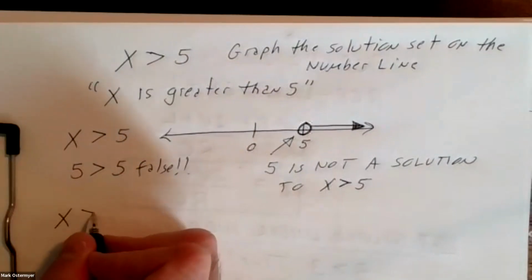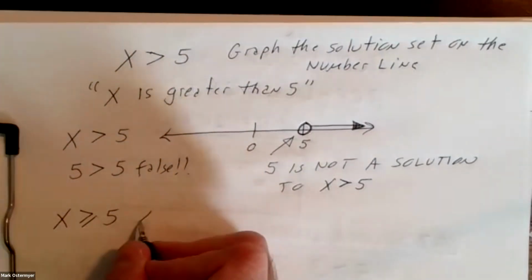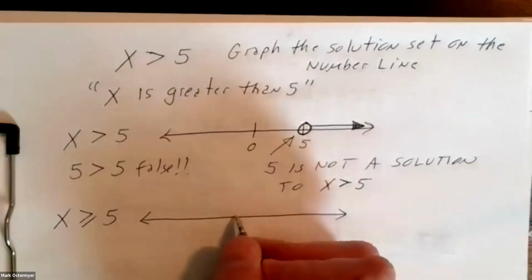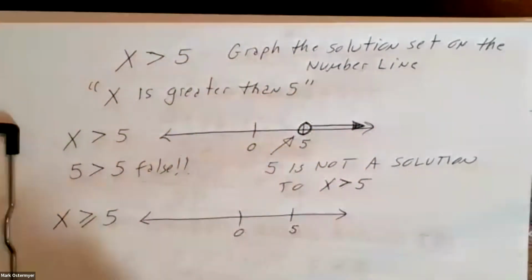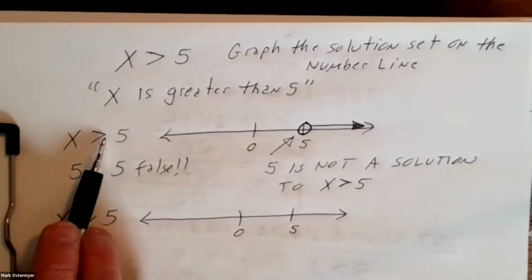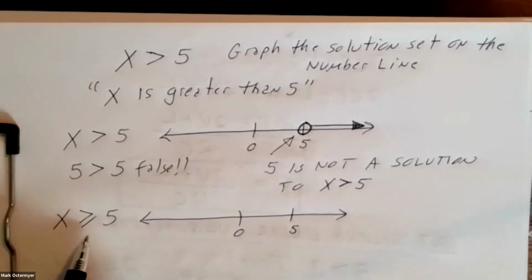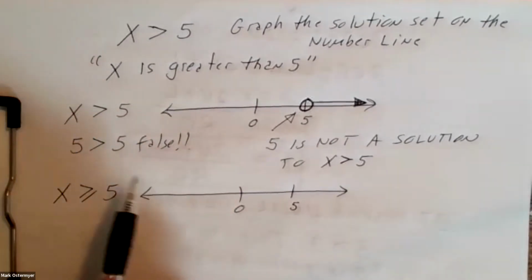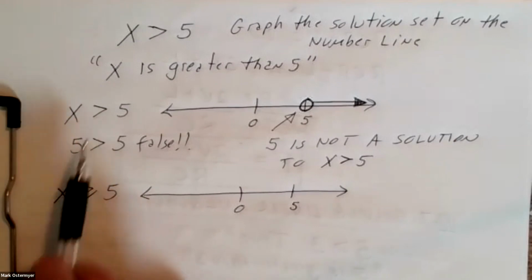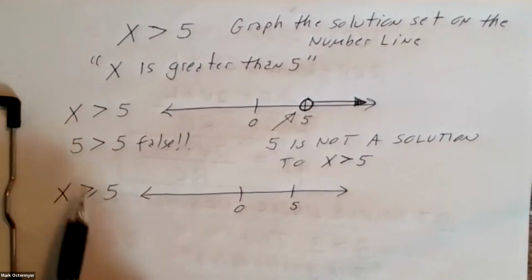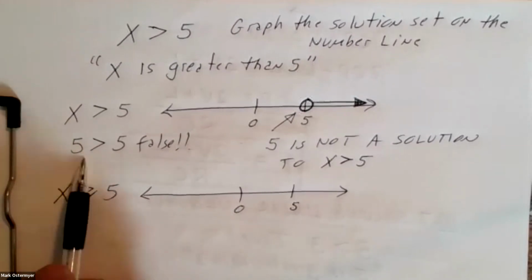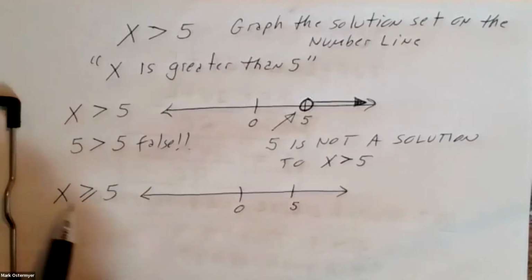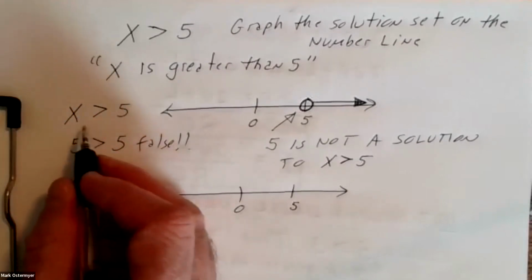What if I change it to x is greater than or equal to 5? How's that going to change my solution set? Or does it? How is this inequality different than the previous one, its predecessor up here? Any difference, or is it the same thing? Well, the difference now, ladies and gentlemen, is that 5 is included in the solution set, whereas up here it was not.